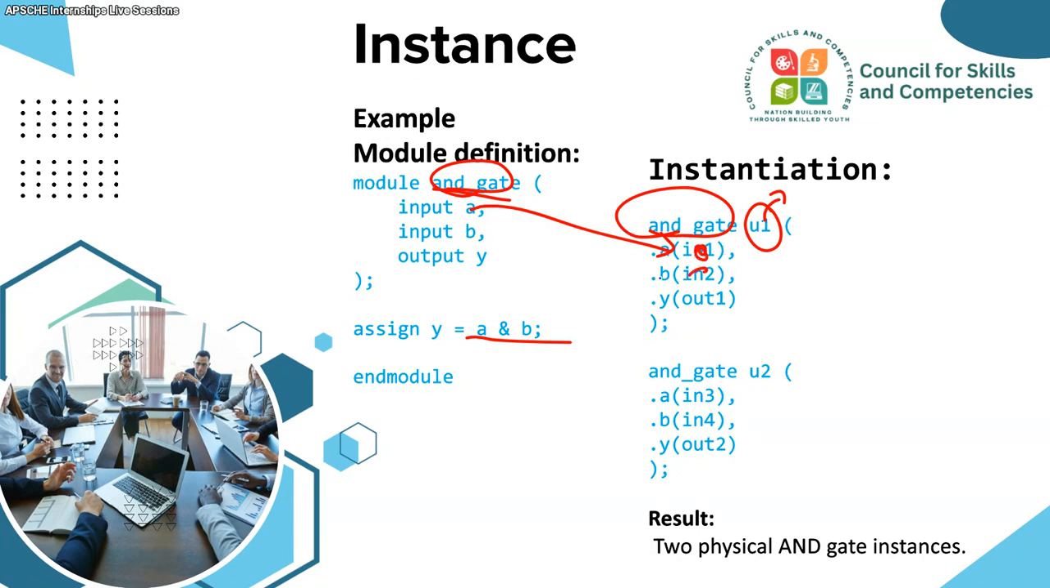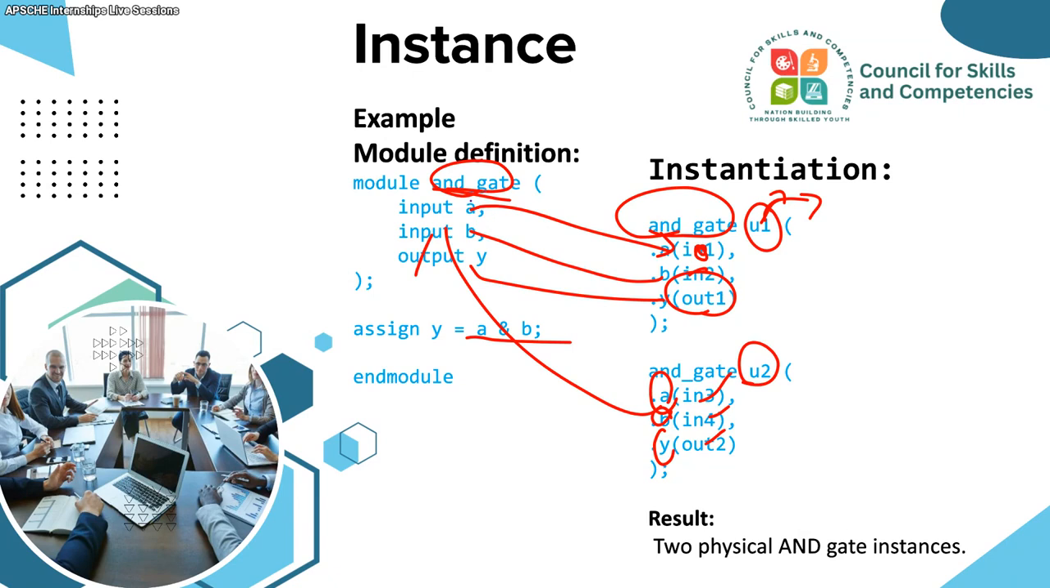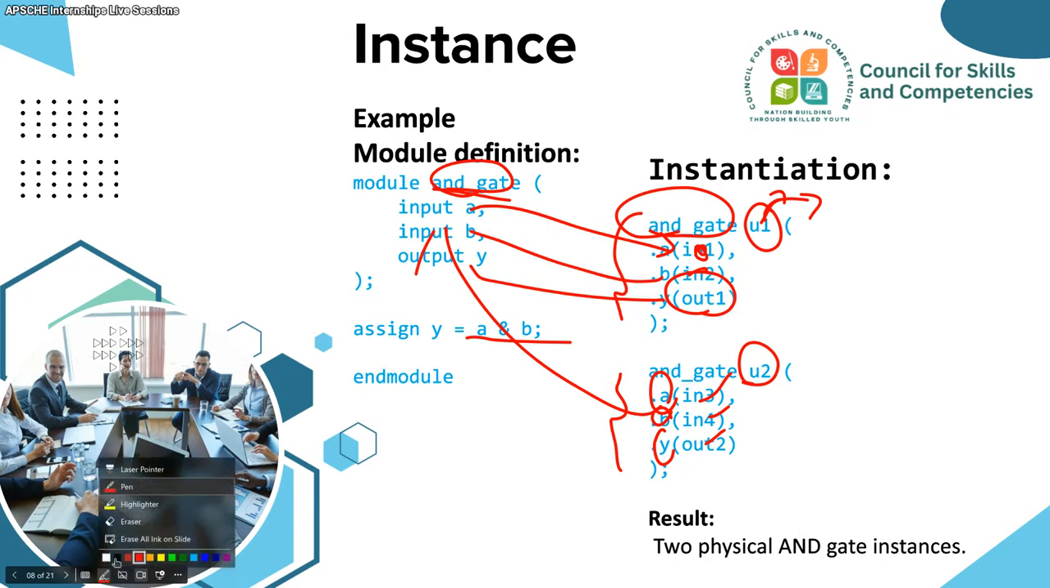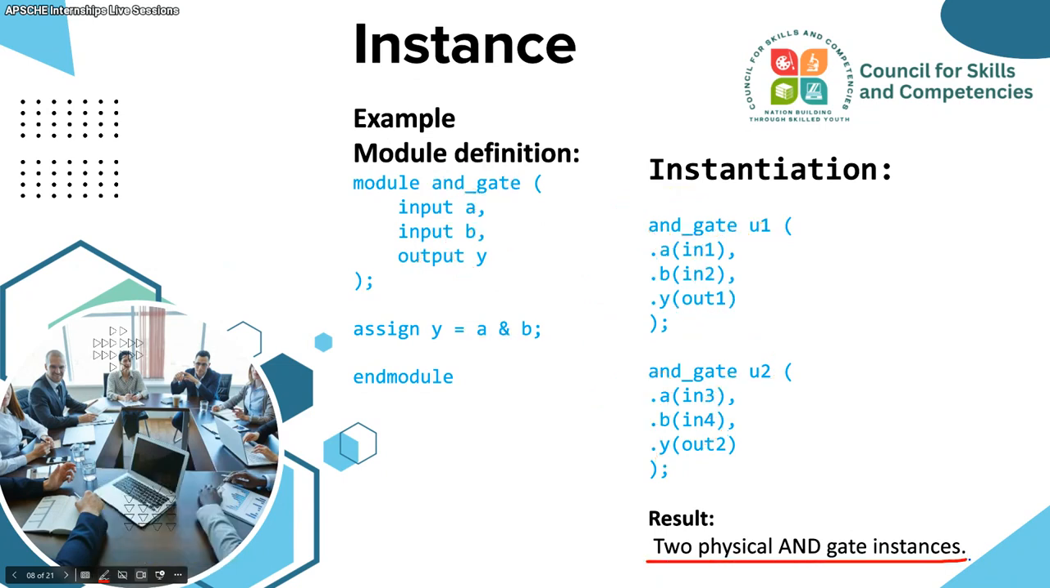In2 a signal is connected to the input port B, and Y to the output of this instance. Likewise, you can create one more instance, and these are the signals for that instance. So from this we created 2 instances with the help of the dot operator. Now we have two physical AND gate instances and we can go and test them.